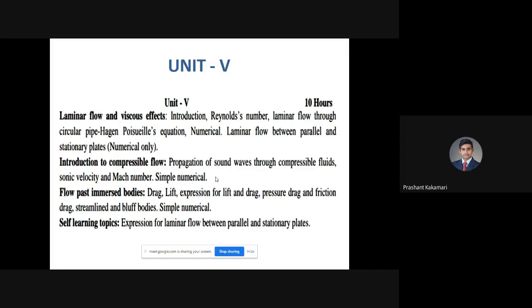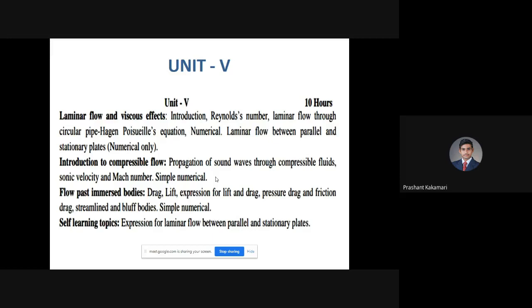When the body is moving in a given fluid, it may be air, liquid, or any type of gas. When a body is moving, how is it going to experience the drag or the resistance force from the fluid, or is it going to experience some lift or drag towards the earth? So that we have in flow past immersed bodies.